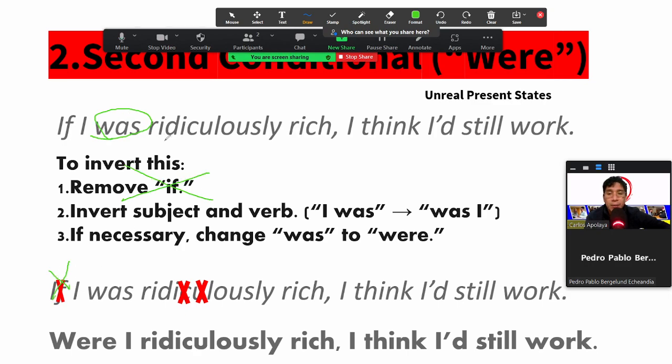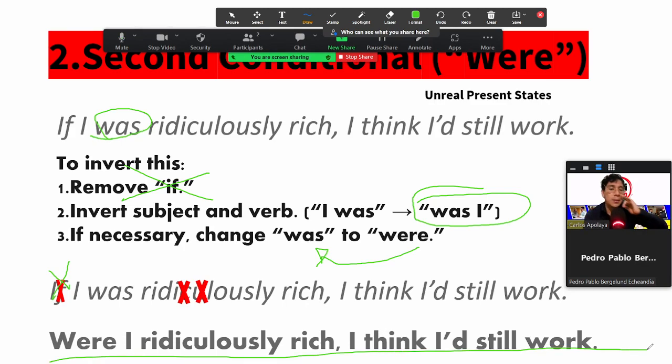Y luego queda I was ridiculously rich. Ahora lo invierto. En lugar de poner I was, pongo was I. ¿Te acuerdas que te dije que puedes poner el were en lugar de was? Super simple. Were I ridiculously rich, I think I'd still work. You got it? Were I? Did you understand, right? Pretty good.